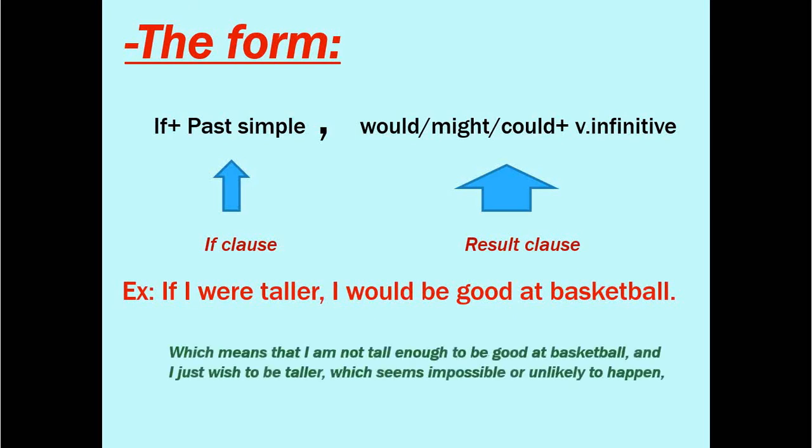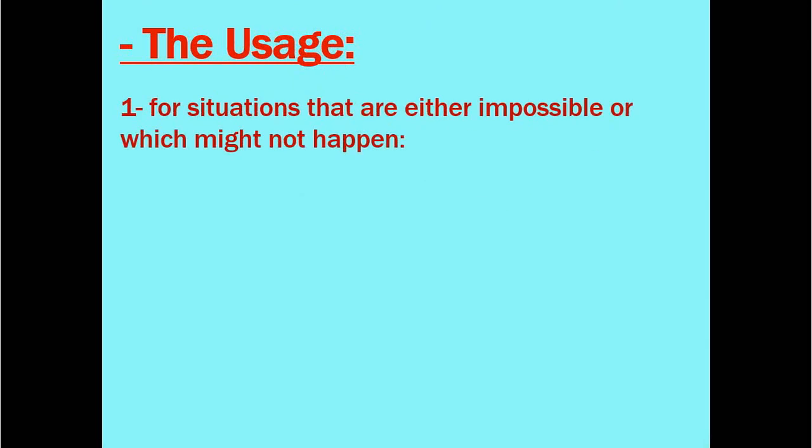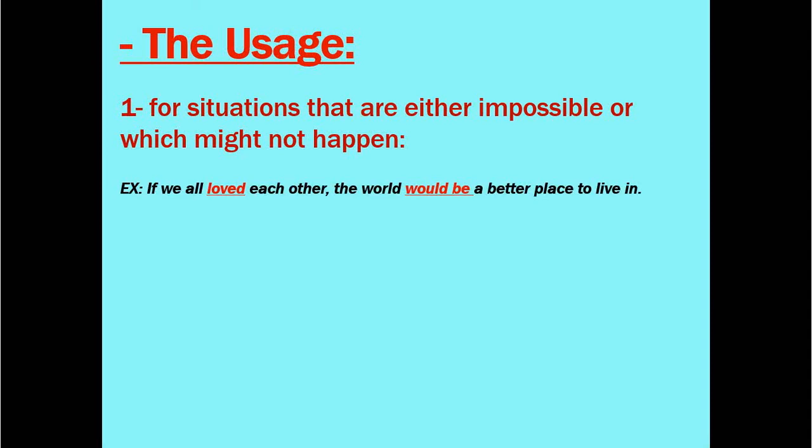This means that I'm not tall enough to be good at basketball, and I just wish to be taller, which seems impossible or unlikely to happen. And this takes us to another point, which is the usage of this form. Number 1, we use this form for situations that are either impossible or which might not happen. For example, if we all loved each other, the world would be a better place to live in.